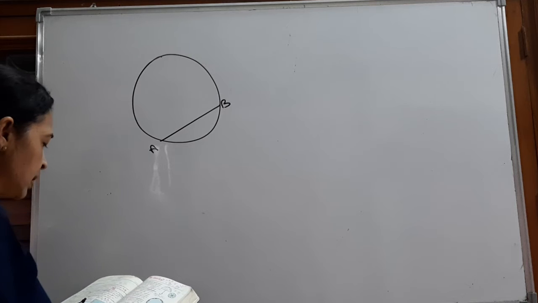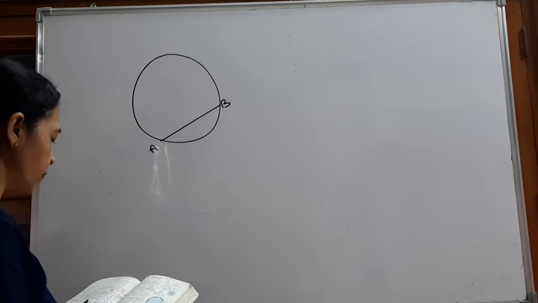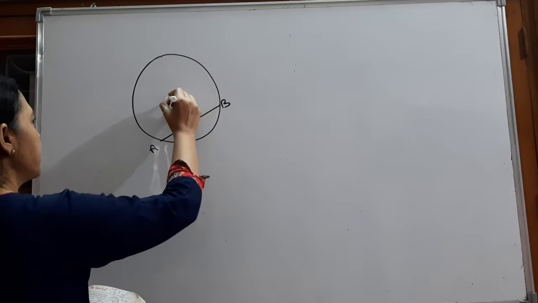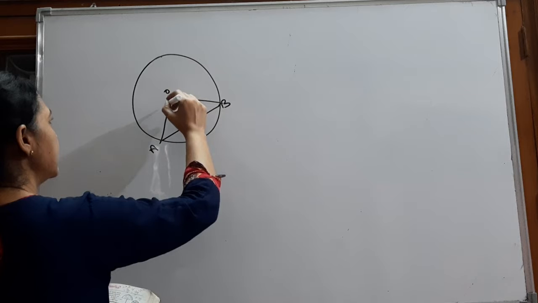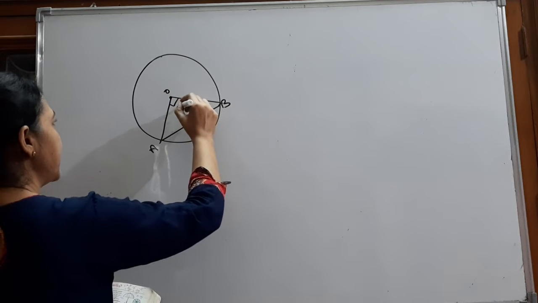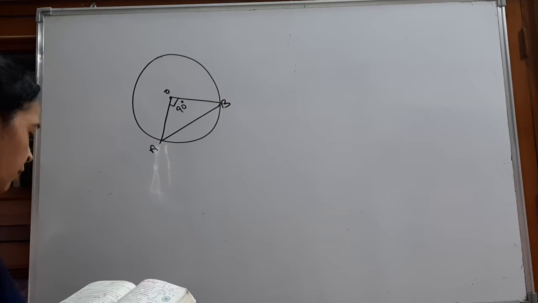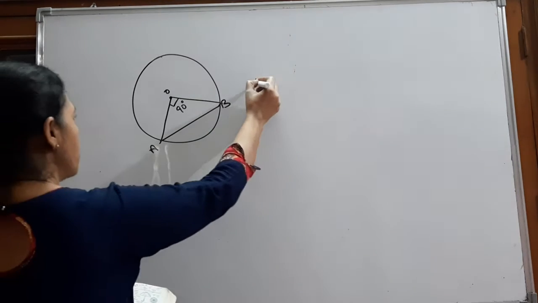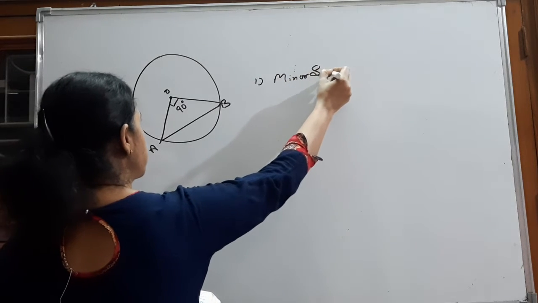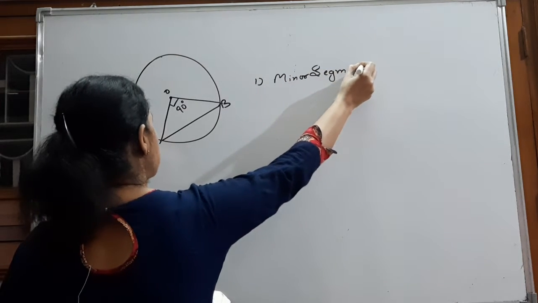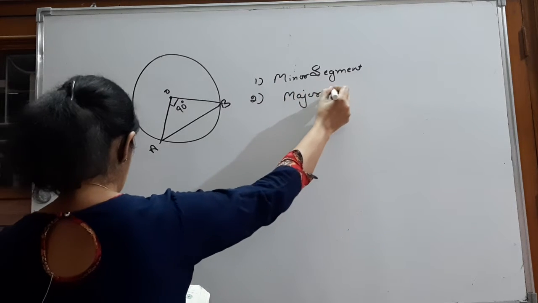The radius of the circle is 10 centimeters and the chord is subtending an angle of 90 degrees. Right angle is 90 degrees. Let O be the center. This chord AB is subtending an angle of 90 degrees at the center. What we have to find? First we have to find the area of minor segment, and second is area of major sector.